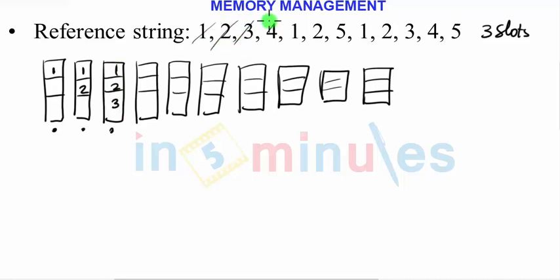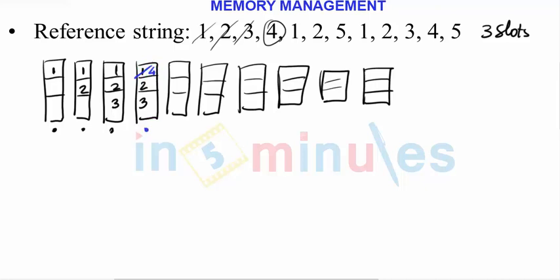These 3 are done. We have 4. So let's see. Out of 1 2 3, 1 was referred 2 frames back, 2 was referred 1 frame back, 3 was referred just last. So obviously 1 was referred 2 frames back, so we'll replace 1. We have 1 2 3, out of which we will replace 1 by 4. Again a page fault with replacement.